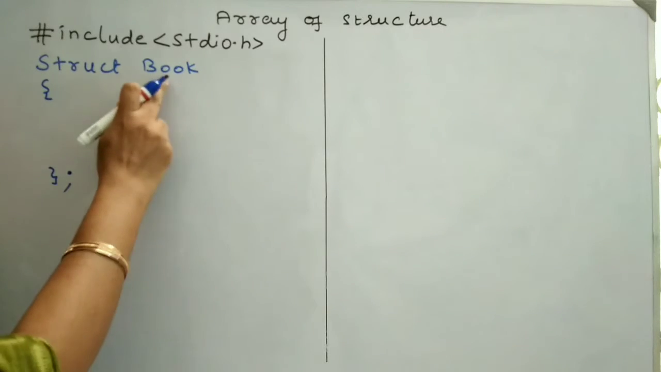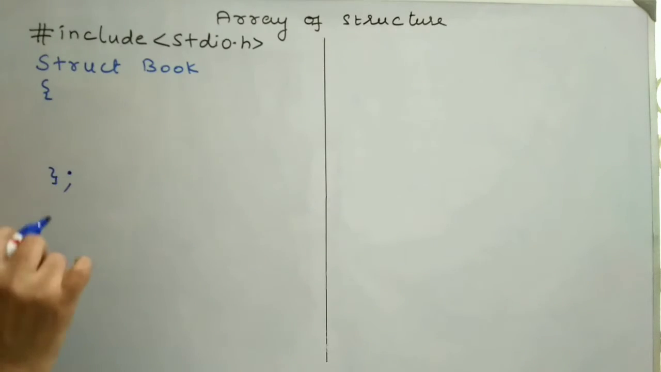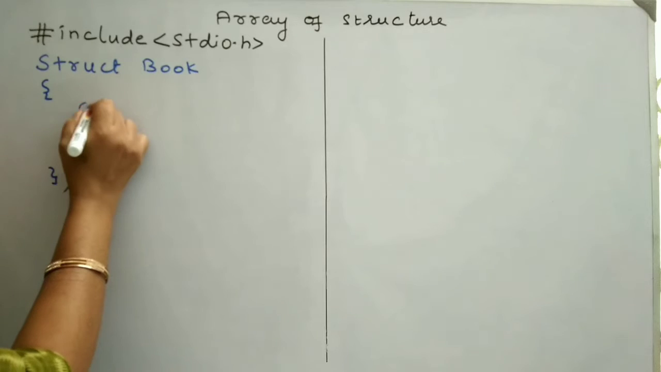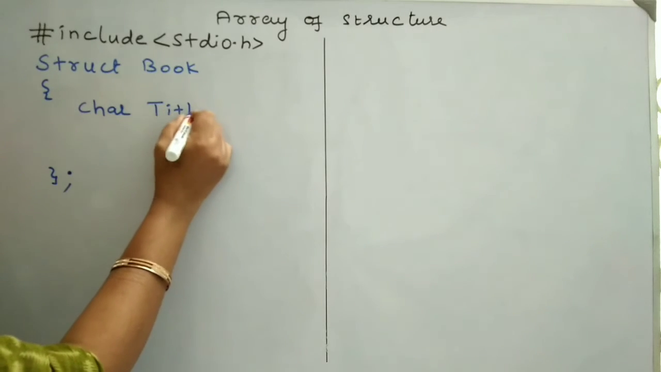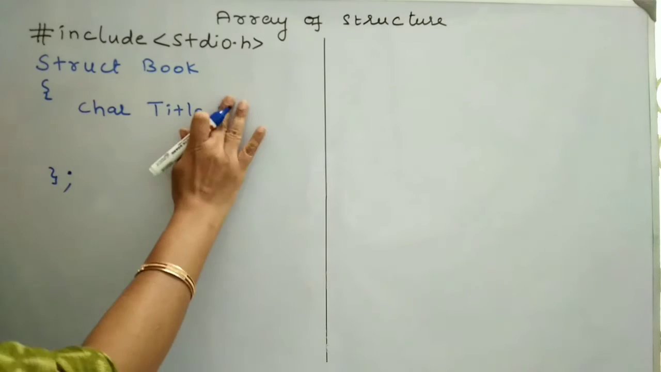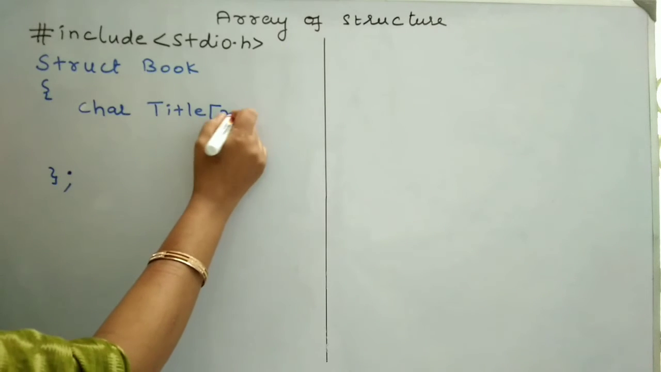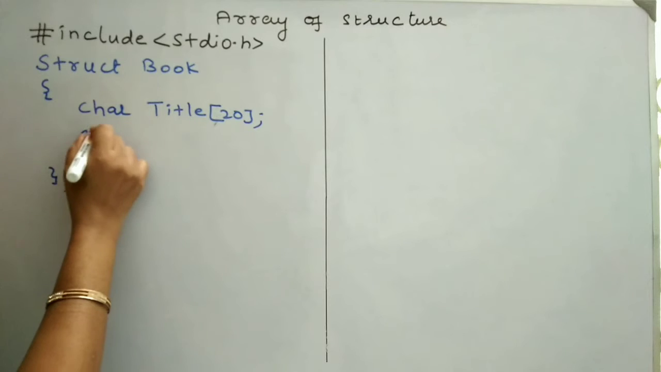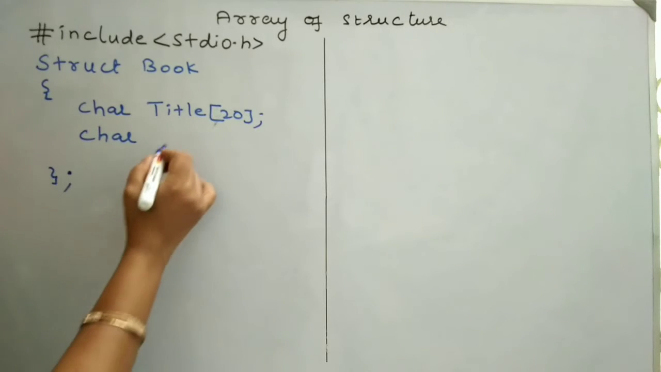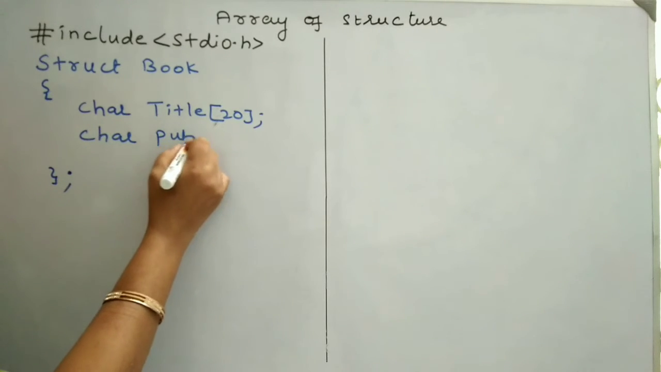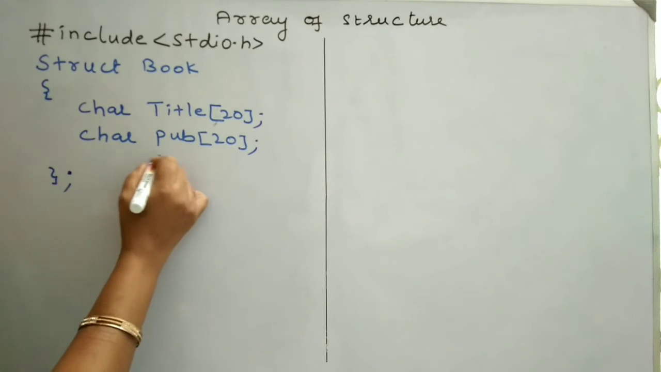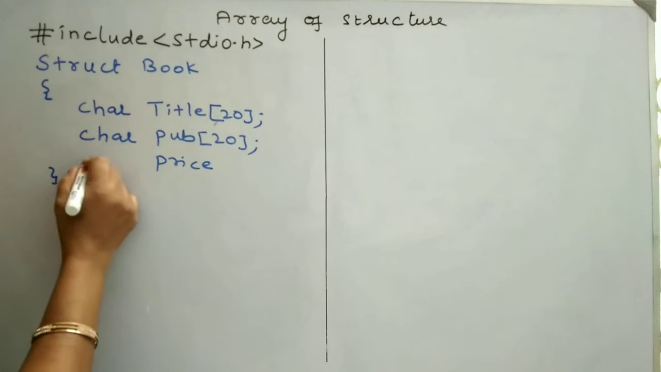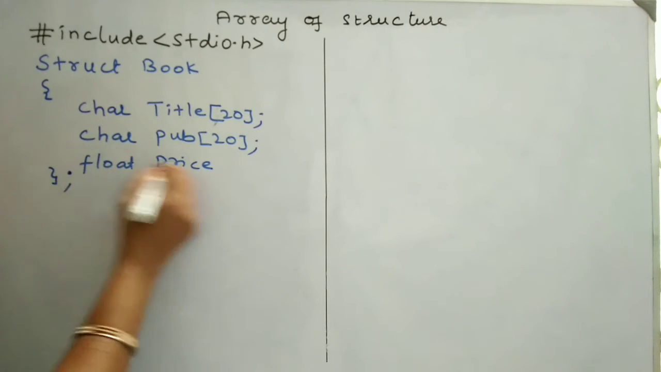What are all the data members for this book? That is the details of the book. First one is a character array which is going to specify the title of my book. Next one is also a character array which is going to specify the publisher of my book. And then the third data member is price. Price is going to be a float value.